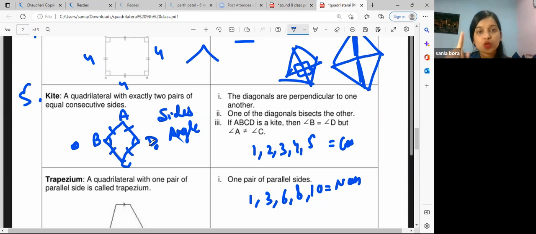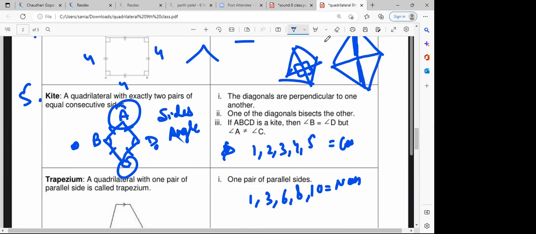Remember, only one pair of opposite angles are equal, but angle A will not be equal to angle C. This is very, very important. This angle will be equal, but not these angles. This is the property of a kite. All the opposite angles are not equal; only one pair of opposite angles are equal. Clear? Yes, ma'am. Okay.